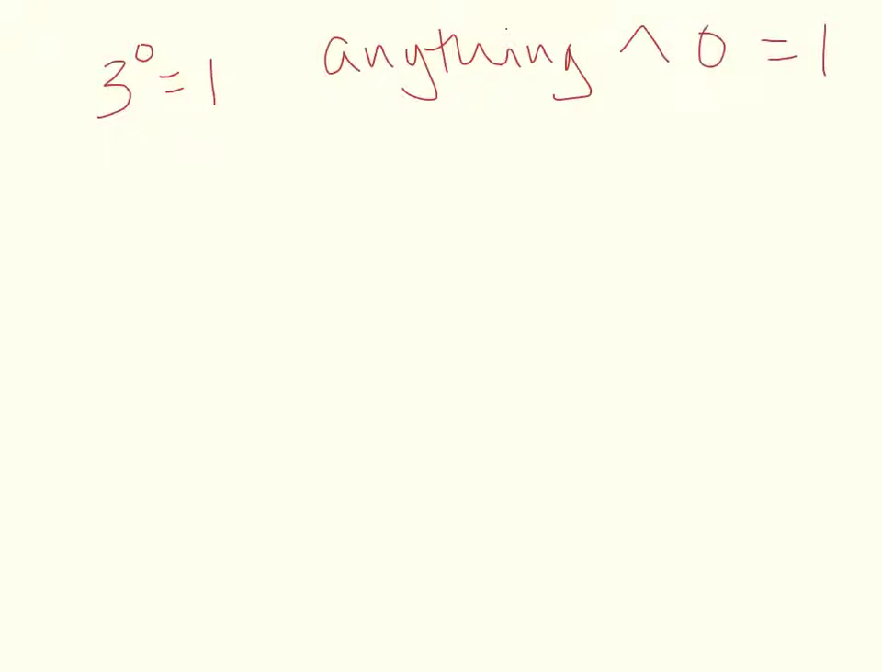Okay, we're going to talk about why anything to the 0 equals 1. So first, here's the rule. Anything to the 0 equals 1. This means "to the" when you're typing. So anything to the 0 equals 1.